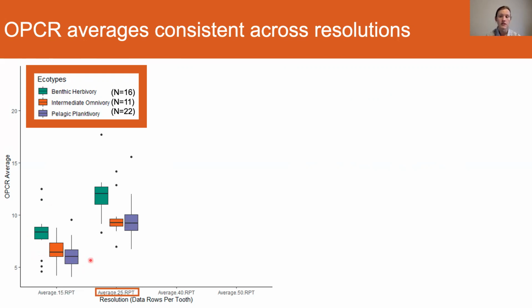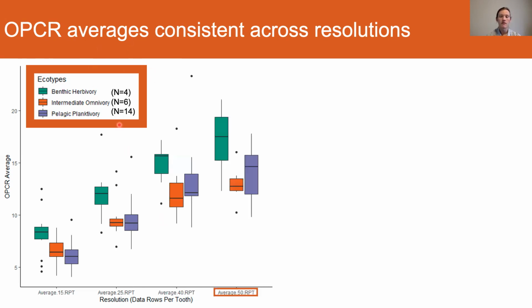Now looking at 25 RPT, notice we have lost 1 specimen from our benthic herbivory ecotype. It was 17, sampling is now 16, and this is due to the OPCR software crashing due to high tooth row complexity. Otherwise, you will see a very similar pattern at 25 as it did at 15 RPT, with herbivores showing higher complexity than omnivores and planktivores overall. At 40 RPT, we now see that our sampling has dropped for all 3 ecotypes, but our patterns for each ecotype largely remain the same. And finally, at our highest resolution, we've lost over half of our total specimens due to the OPCR software crashing.